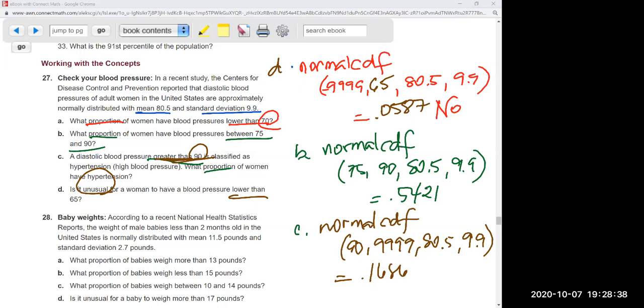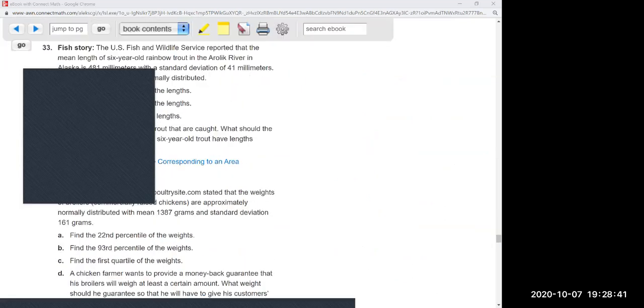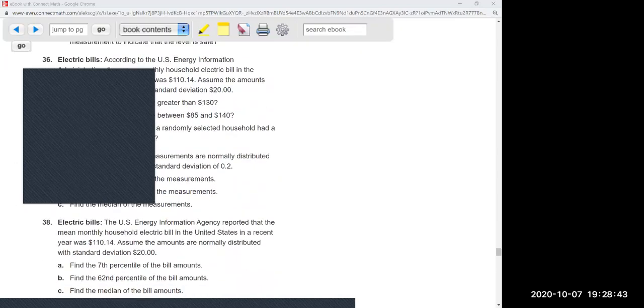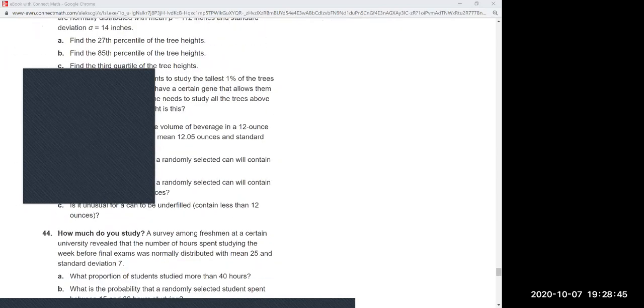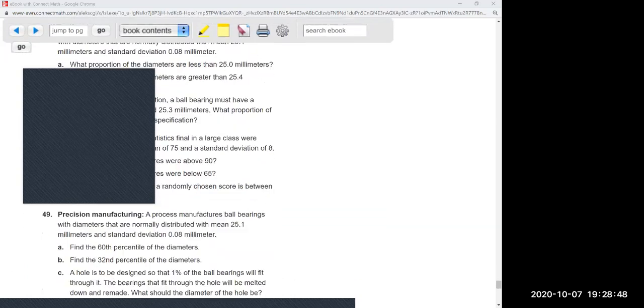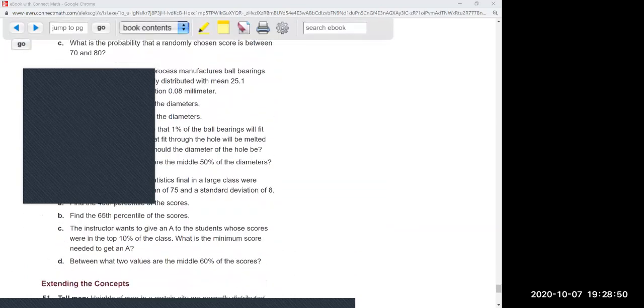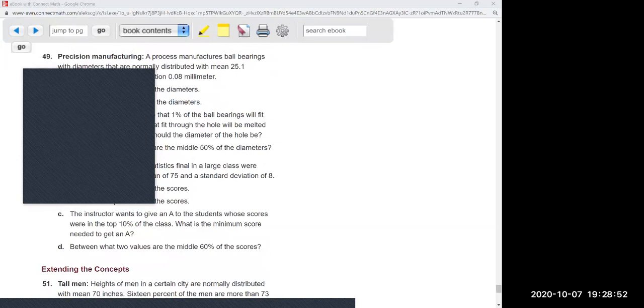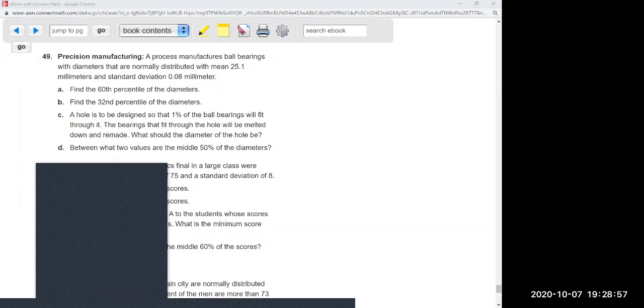All right, one more problem, and I want to show a number, the last one, 49. Precision manufacturing. A process manufactures ball bearings with diameters that are normally distributed with a mean of 25.1 millimeters and a standard deviation of 0.08. Find the 60th percentile.